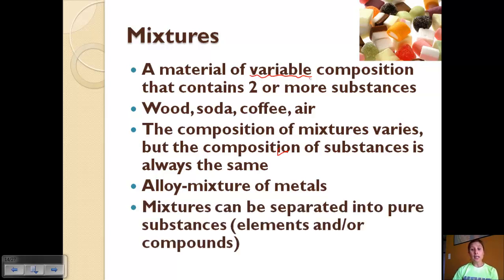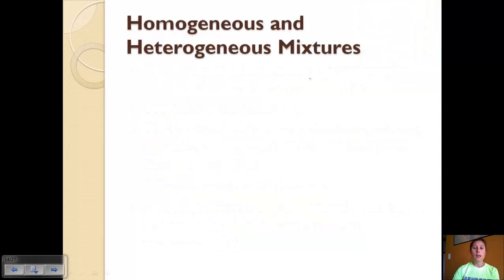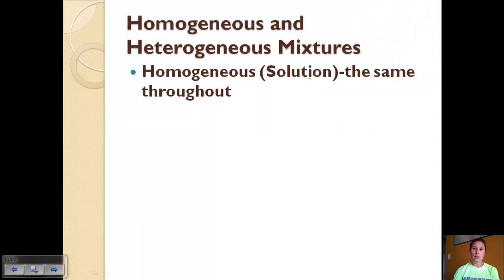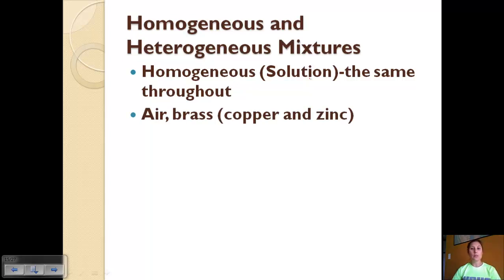Mixtures can be separated into pure substances by certain processes that we're going to talk about in section 2. And so we can either separate our mixtures into elements and or compounds. There are two main types of mixtures, homogeneous and heterogeneous. So the prefix homo means the same, and so another word for a homogeneous mixture is a solution. This type of mixture would look the same throughout. You wouldn't be able to pick out different parts. So some examples would be air or the alloy brass, which is a mixture of copper and zinc.